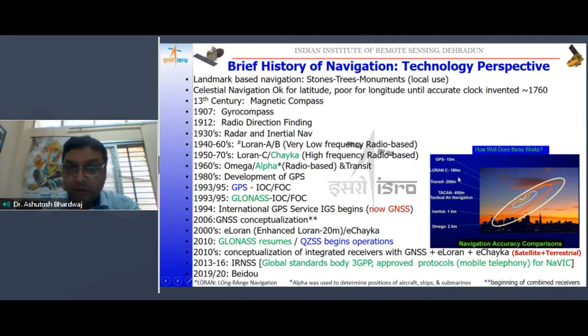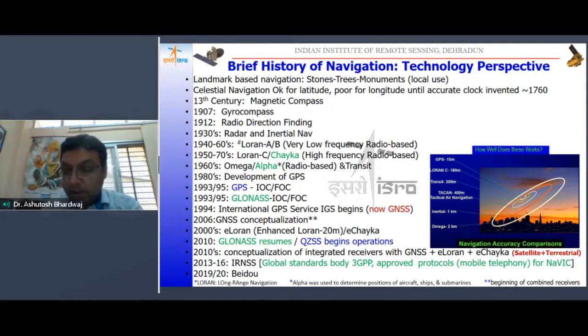However, for ground services, it can be considered poor. But for ocean services, 180 meter is a very good accuracy. Then the GPS started giving accuracy of the order of 10 to 20 meter, and now with the improved systems, it is giving around 3 to 5 meter accuracy.